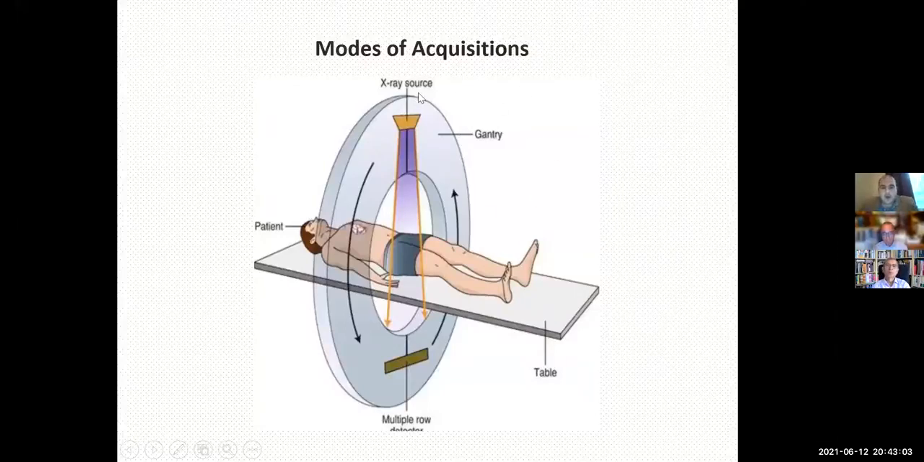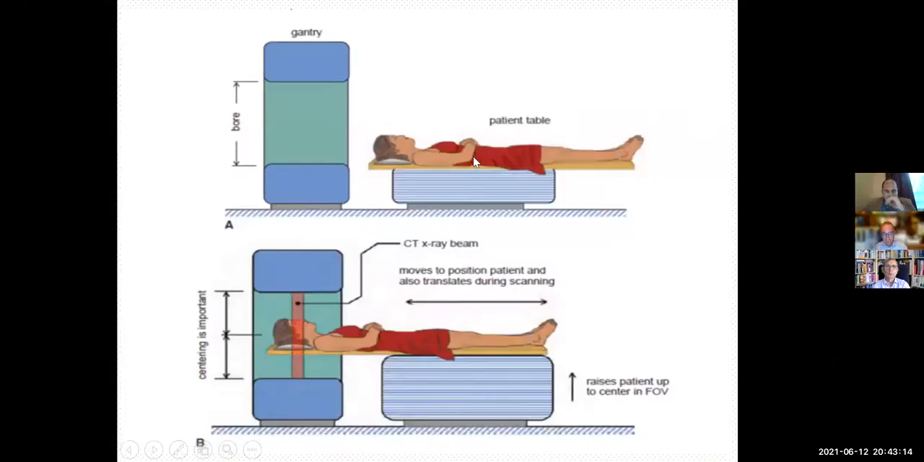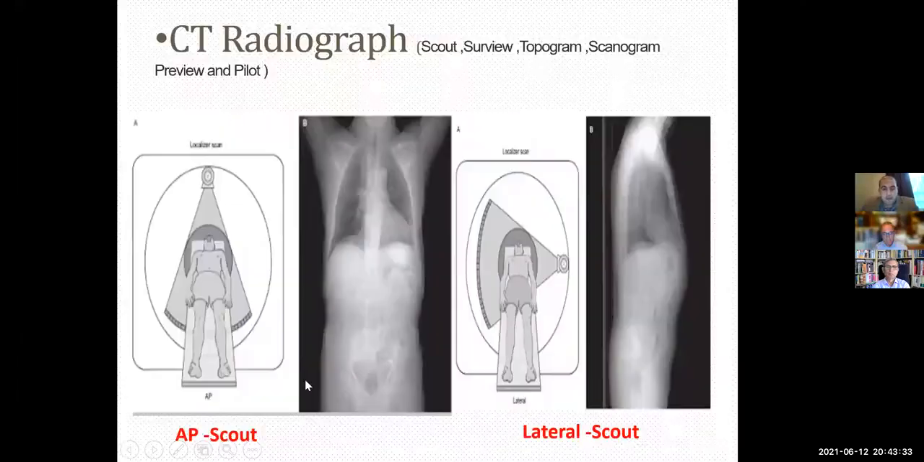Modes of acquisition. In any CT room, you will find the gantry, and inside the gantry you will find the X-ray tube. On the opposite side, you will find the detector, with the patient in between. So the main idea is that we use the table to raise the patient to a certain level in the center of the field of view, and after that we move the patient inside the gantry, and the patient will be exposed to X-ray, and the transmitted photons will be detected here by the detector to get the image finally.